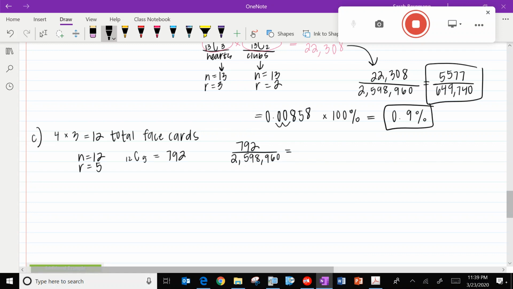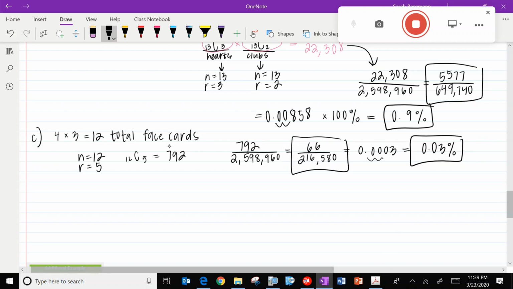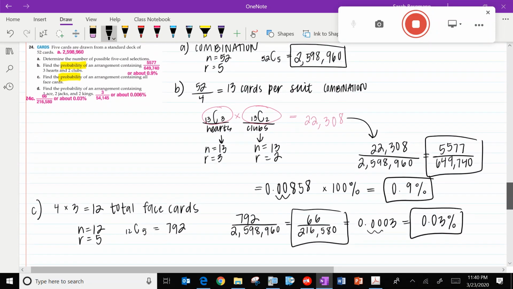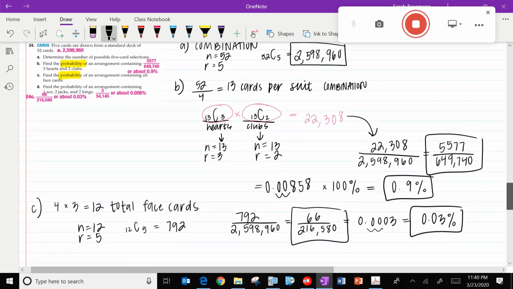So to get my probability, I'll divide this. If you want to reduce it, you'll get 66 over 216,580. Or if you change it to a decimal, you should have 0.0003, which as a percent, you multiply by 100, is 0.03%. So you only have a 0.03% probability of getting all face cards if you choose 5 cards out of the deck. So that's a pretty low chance.